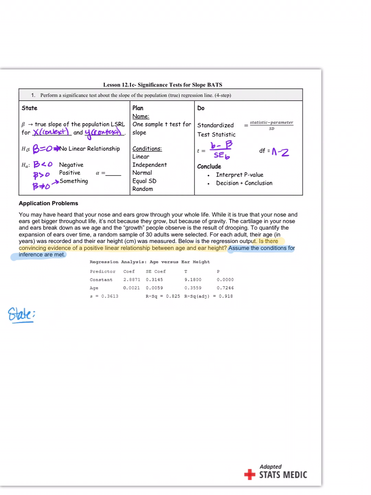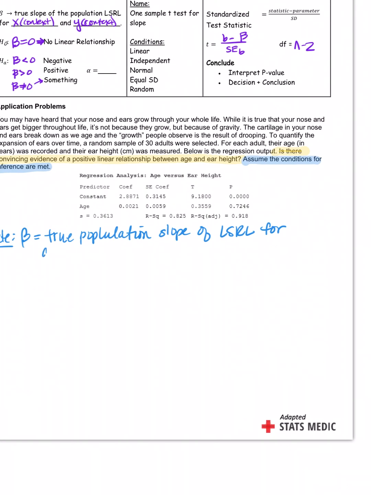Okay, state. What is beta in this question? It's the true population slope of the LSRL for, what is X in this question? Do you remember? Age in years is X, and ear height in centimeters is my Y value. But I do need to show the null and alternative. So my null will be that beta is what? Equal to 0. Alternative would be that beta is greater than 0. And why is it greater? Positive. Because we're looking for evidence of positive relationship. Okay?